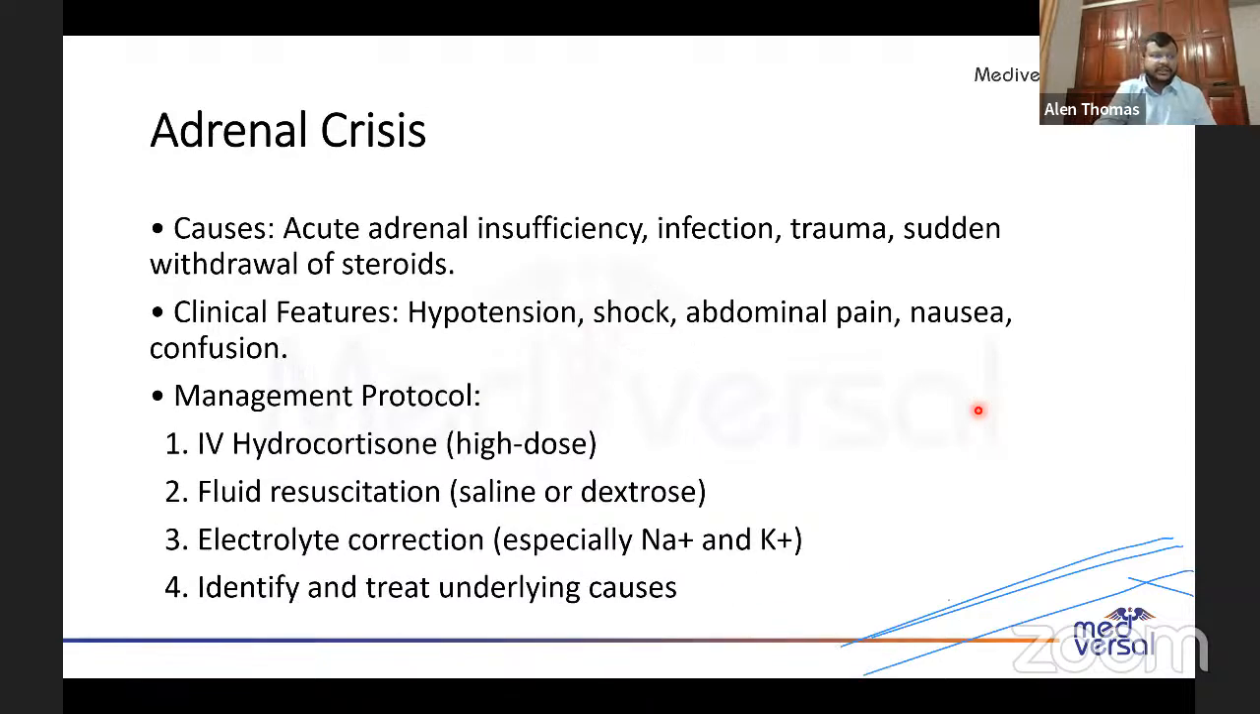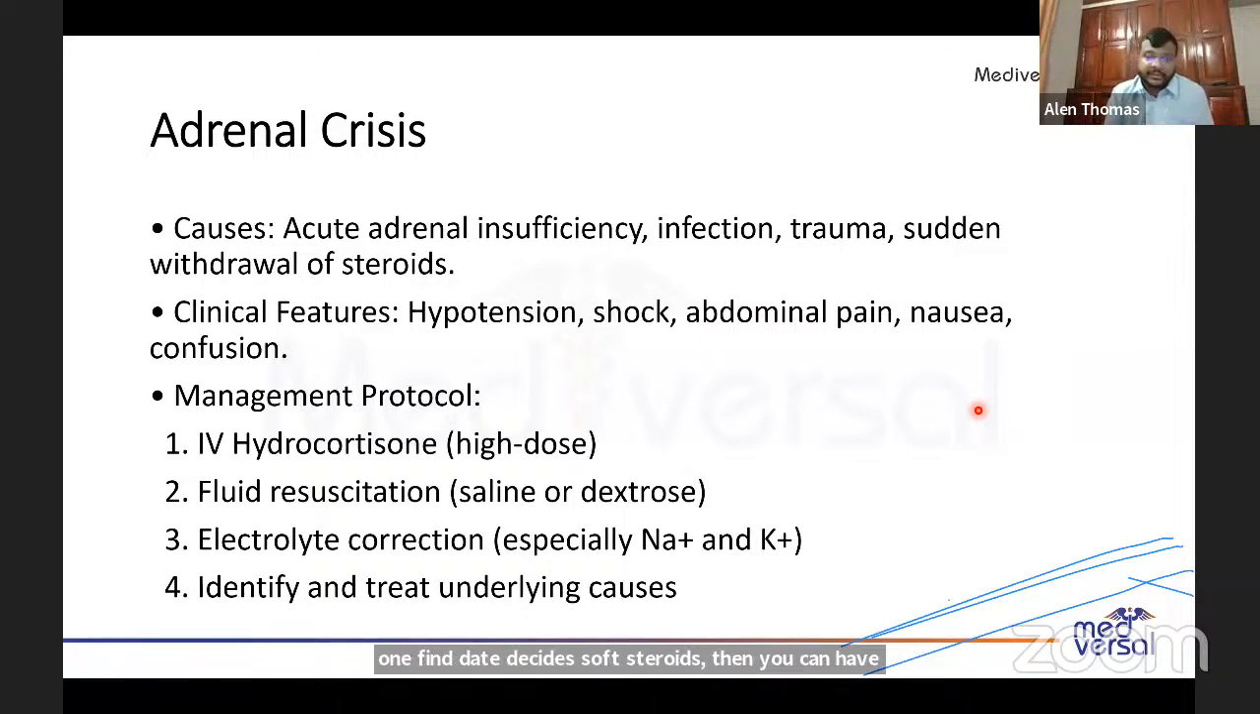Now, the last part of the lecture, that is your adrenal crisis. If you look at it, you have acute adrenal insufficiency: infection, trauma, sudden withdrawal of steroids. Somebody who's taking steroids daily, one fine day decides to stop steroids, then you can have an adrenal crisis. So what is that? Hypotension, shock, abdominal pain, nausea, and confusion.